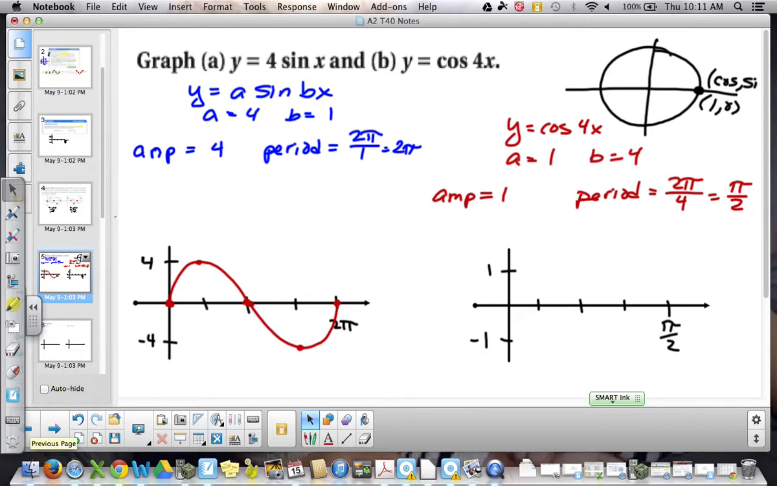All right, so again, since this is cosine, go back up to the unit circle. Cosine is going to start at 1, the maximum. That means I'm going to also end at the maximum. Halfway in between, I'll be at the minimum. And then halfway between those, I'll be at my x-intercepts. So I've got my 5 key points, and now it's just a matter of drawing the smooth curve through those. And there's your graph of that.